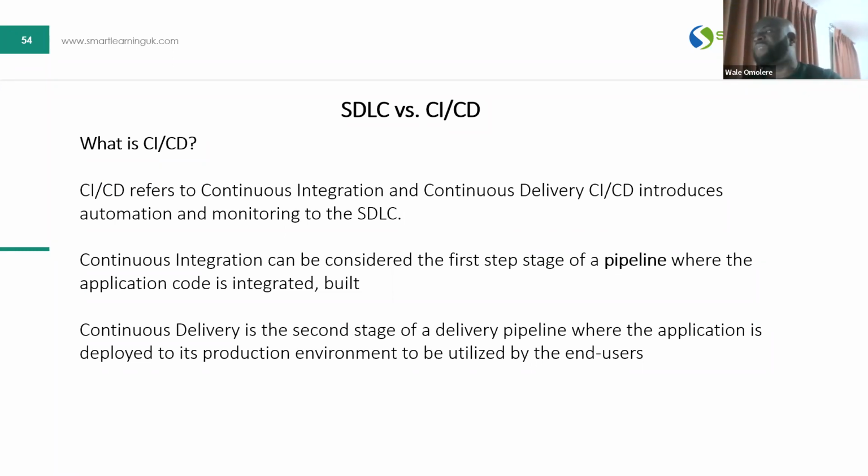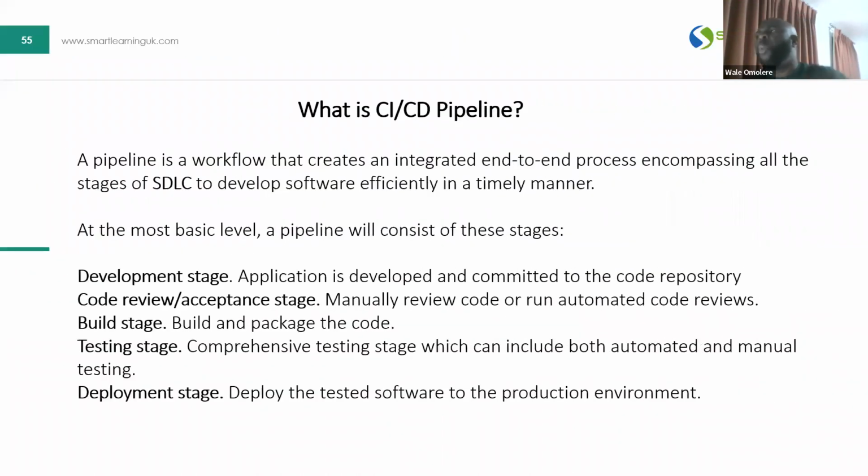The continuous delivery is the second stage of the delivery pipeline, where the application is deployed to the production environment to be utilized by the end user. All right. So two phases of it, the CI and the CD, and these are called pipelines. All right. So what is a pipeline? A pipeline is a workflow.